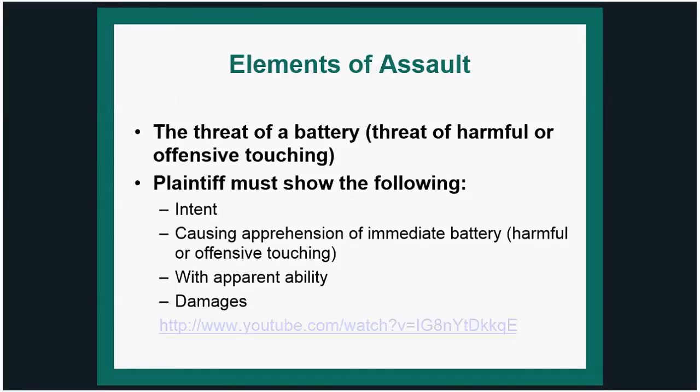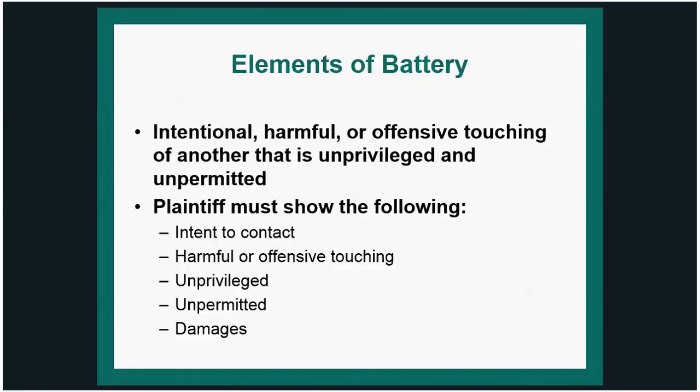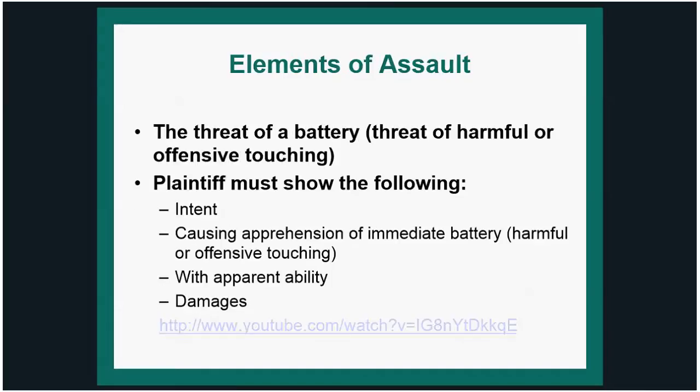So for this, you need an intent. You need to cause apprehension of immediate battery, the harmful or offensive touching, the apparent ability to move forward with that, and the damages. There's a couple of good videos that I put on here for assault at the bottom, the YouTube, that actually works with a baseball example with a couple of guys jumped from the stands and attacked a baseball coach. Certainly there was battery because there was harmful and offensive touching. If he was not aware that the people were coming at him, then there would be no assault charge.